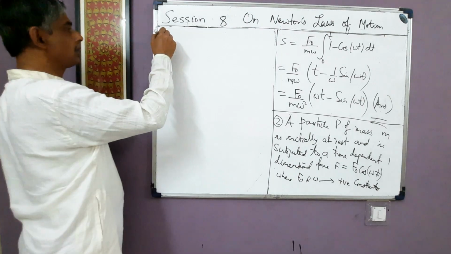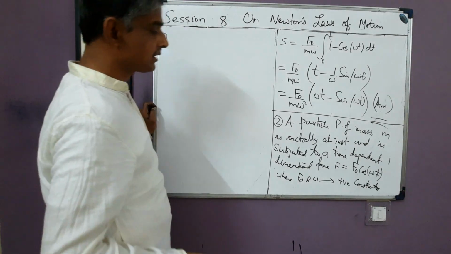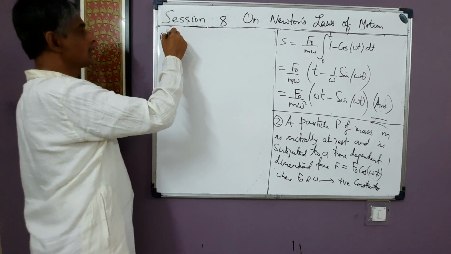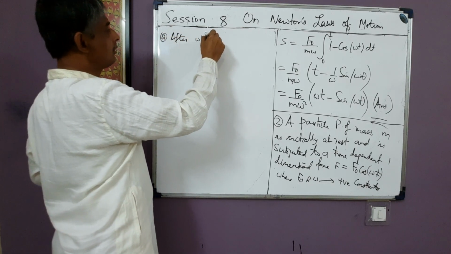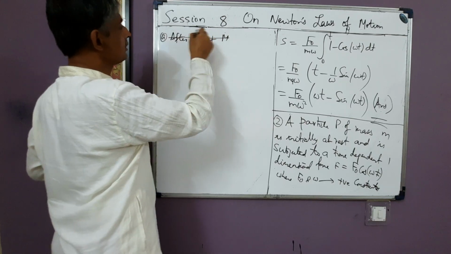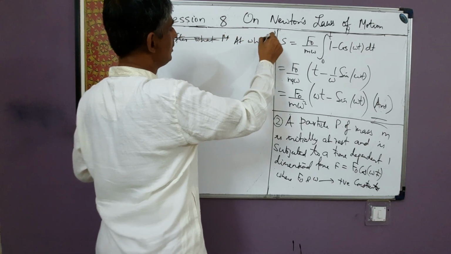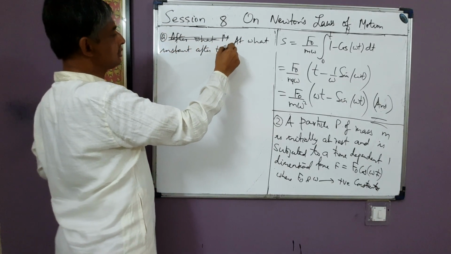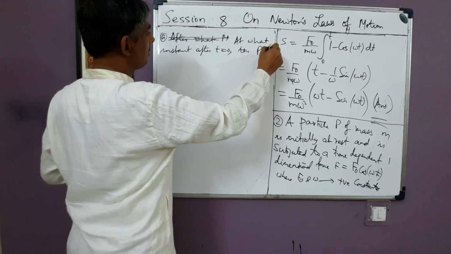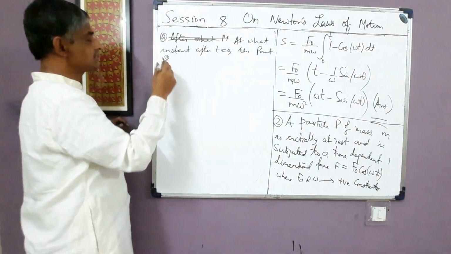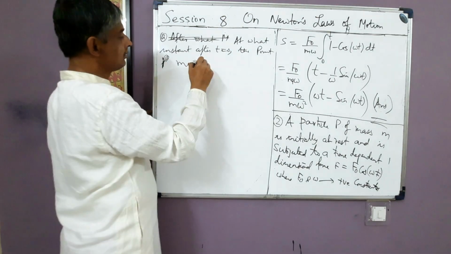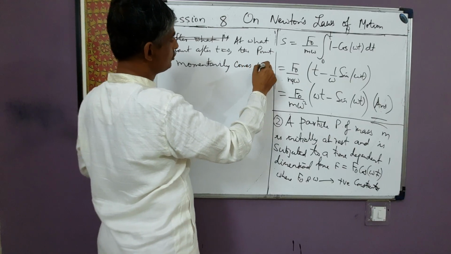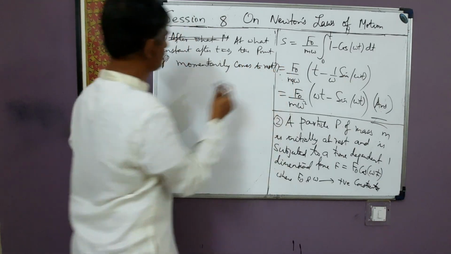We have three parts of this question. The first part says: at what instant after t equal to 0 does the point P momentarily come to rest? That is the first part of the question.